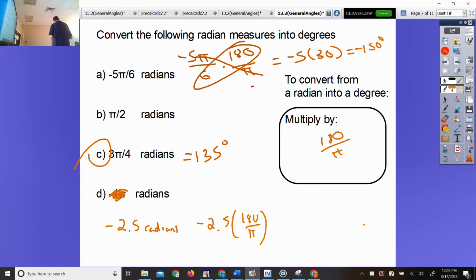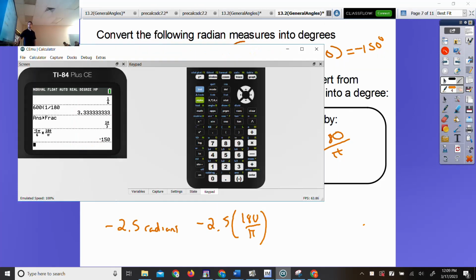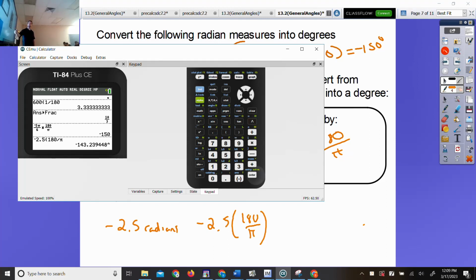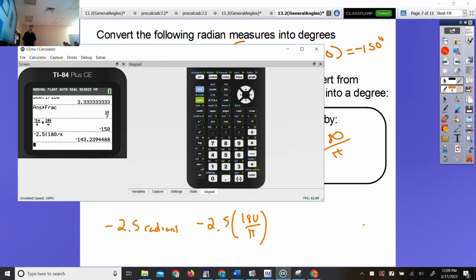The radian unit itself is ugly. The pi radian is pretty. Pi radian generates whole numbers usually. But the radians themselves are ugly numbers. This is going to be a fugly looking decimal. You don't have to use the fraction key if you don't want to. You know how to use your calculator. -143.24 degrees.